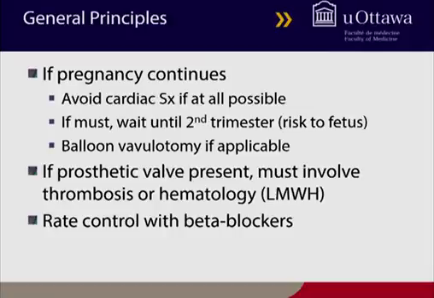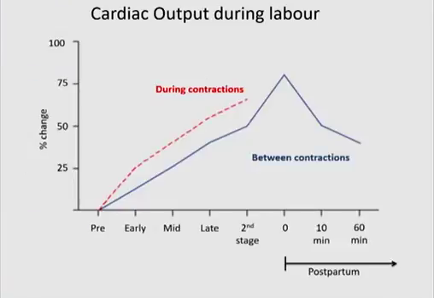If a prosthetic valve is present, and this is in the case of someone who's already had previous corrective surgery, then thrombosis or hematology need to be involved because your anti-thrombotic agents need to be considered and followed up. And rate control with beta blockers has to be considered early on as well.